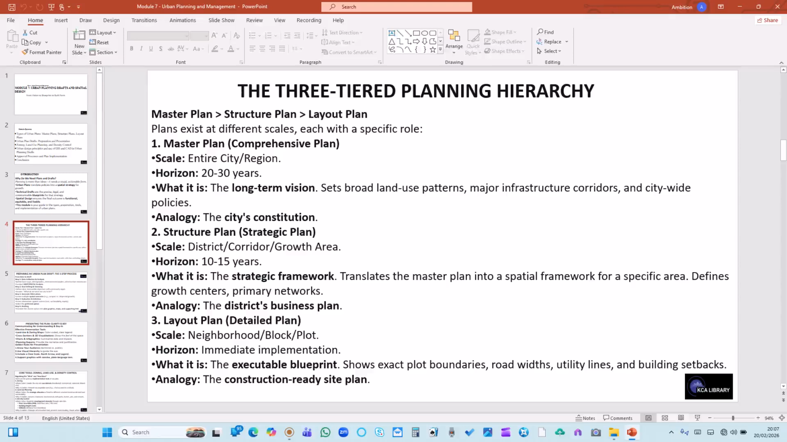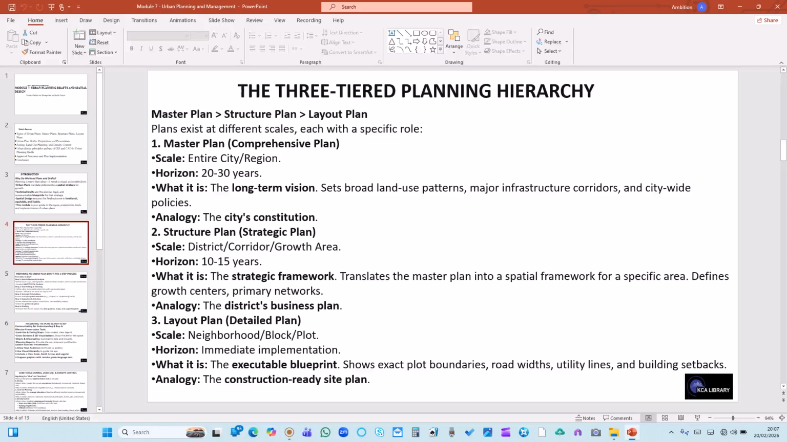Now let us look at the master plan, which is the comprehensive plan. The scale is that it involves the entire city and region. The horizon is that the plan covers 20 to 30 years. What is it? It is a long-term vision that sets broad land use pattern, major infrastructure corridors, and city-wide policy. The analogy here is that it is the city's constitution.